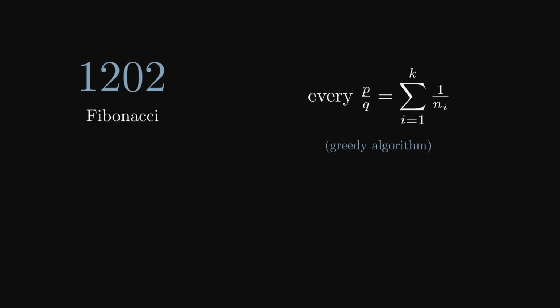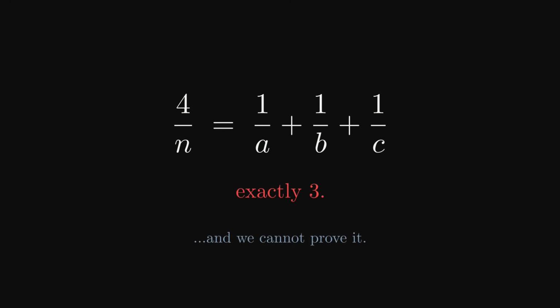The question is how. How long does the decomposition need to be? Are there short decompositions? Can a specific number of terms always suffice? For 4 over n, Erdős and Straus conjectured, 3 terms is always enough. Never 4, never 5, exactly 3. The simplest possible upper bound, the most elegant possible conjecture, and we cannot prove it.